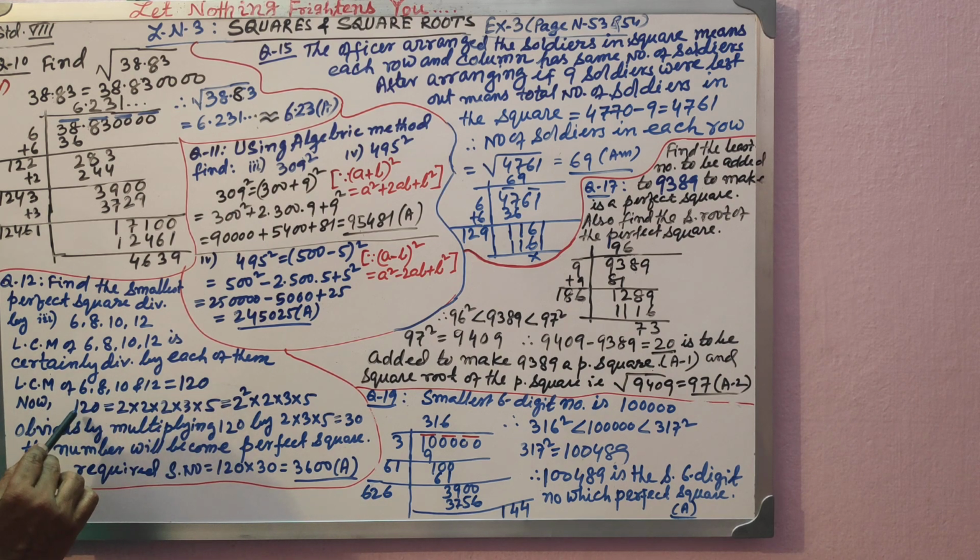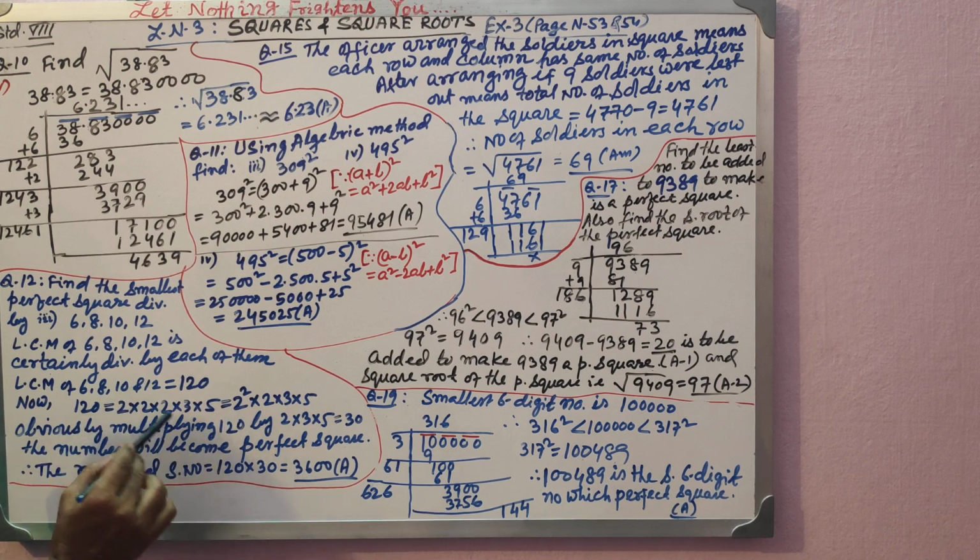120. Now 120, if you split it as prime factors, that is also very simple. 2, if you are multiplying this one with 2, it will become 60. Again multiplying with 2, it will become 30. Again multiplying 2, it will become 15. 15 if you are splitting, 3 into 5. So it is 2 into 2 into 2 into 3 into 5.